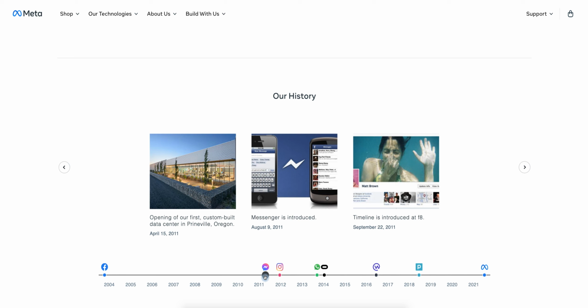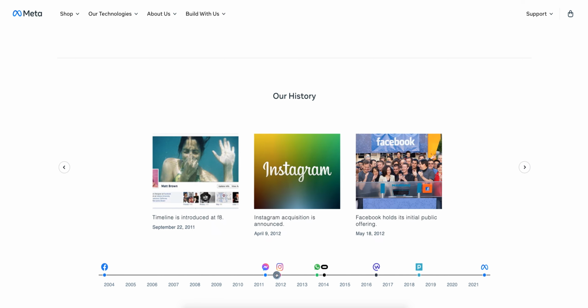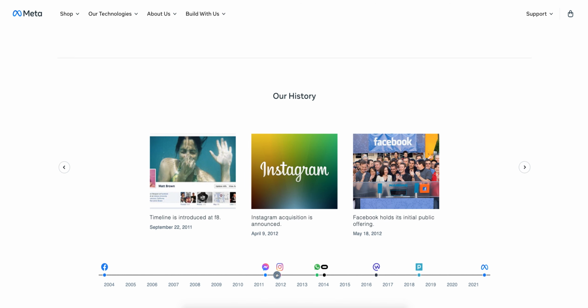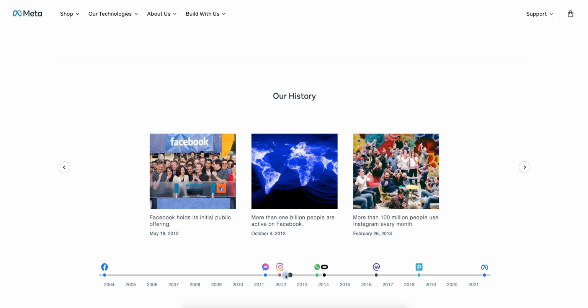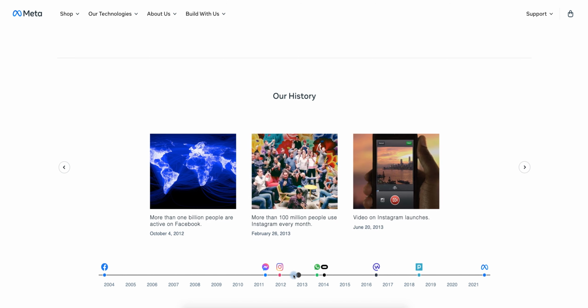They didn't even open their first data center until 2011. Look at it right here, 7 years after they started. Instagram, they acquired in 2012, only 10 years ago. They didn't go public until 2012. They reached 1 billion people 8 years after they had launched. And in 2013, more than 100 million people used Instagram every month, which is again owned by Facebook.